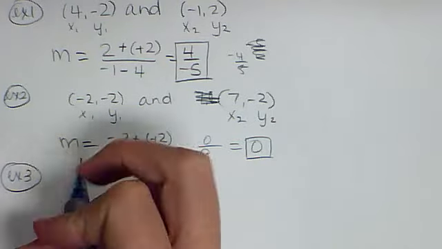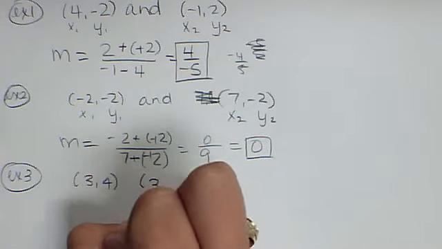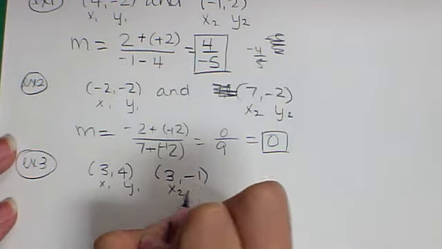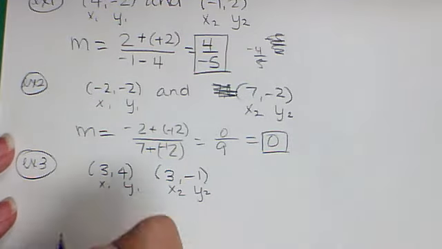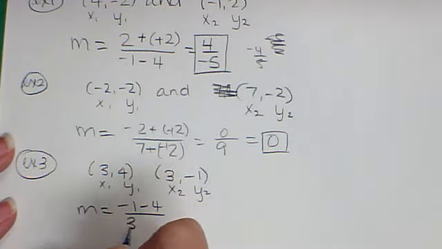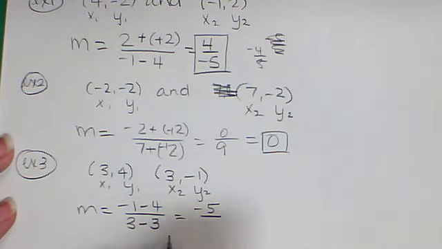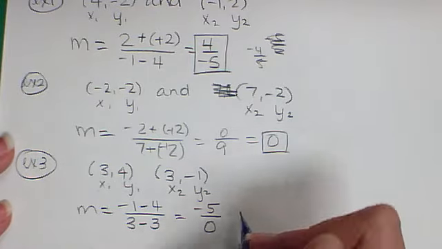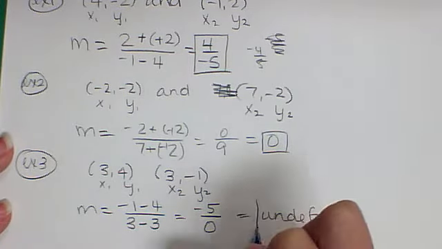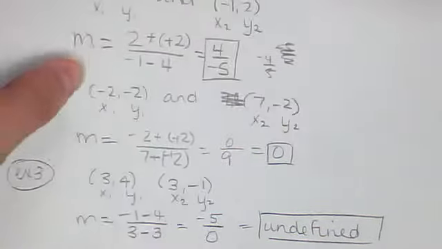Example 3. What about if we have one like this? 3, 4, and 3, negative 1. We have x1, y1, x2, y2. We always want to start by labeling, so it's easier when we plug it in. We're going to do negative 1 minus 4 over 3 minus 3 right here. And that's negative 5 over 3 minus 3, which is 0. And anytime we have 0 on the bottom, you should remember from Friday, the answer is that the slope is undefined.